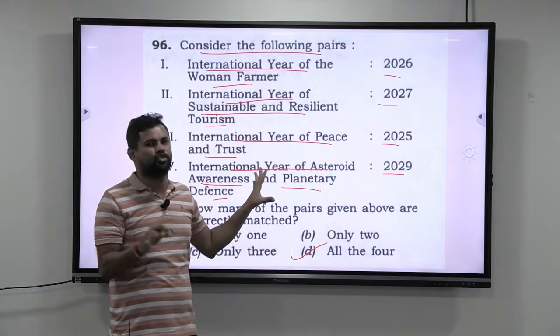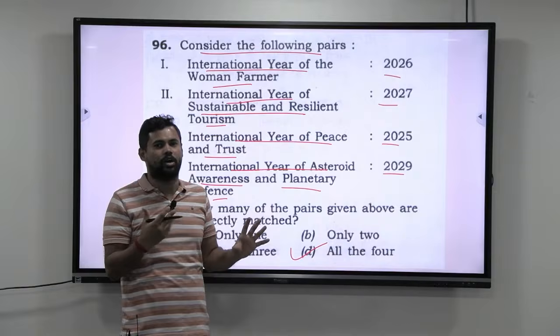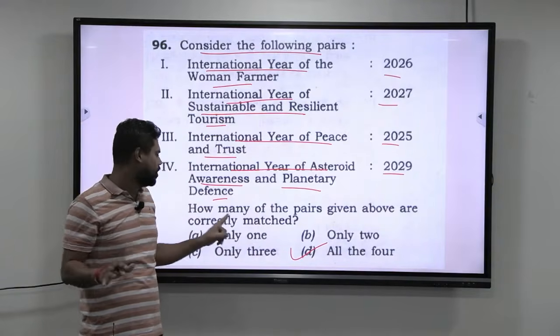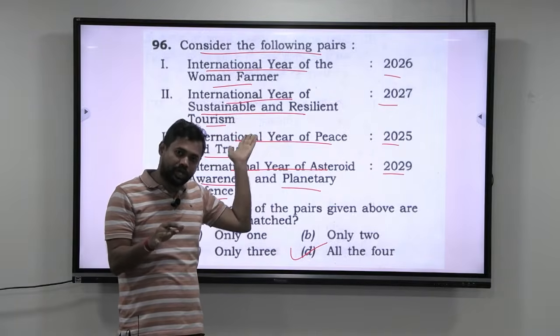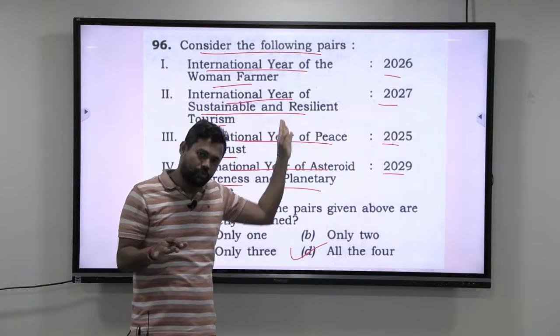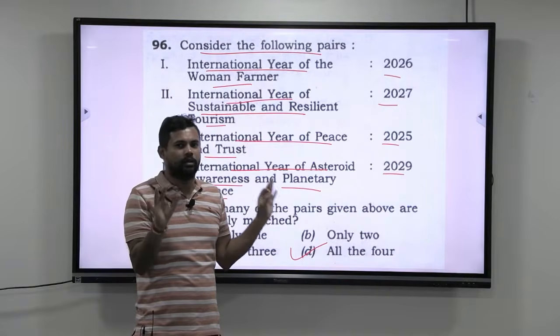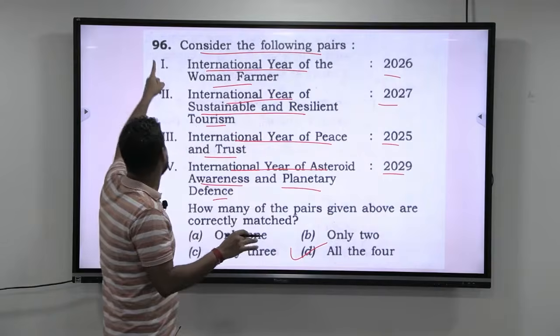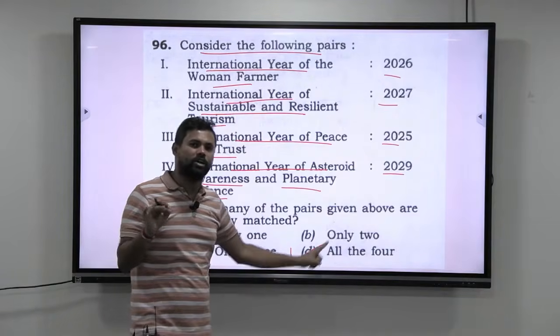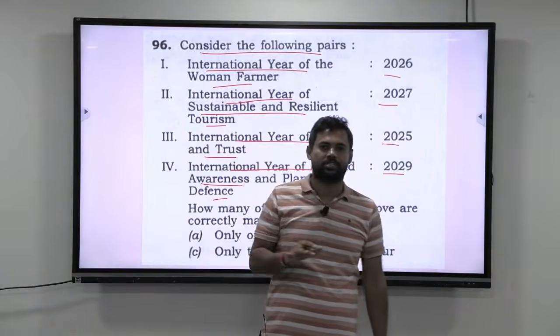However, this question is too factual for us to analyze with any logic or line of thought. The answer is very factual. How many pairs are correct? All the 4 pairs are correct. You can use this in the upcoming mains exam if you have it in your mind. That's all. Apart from that, the utility of this question is not much. So the answer for the 96th question is option D. All the 4 are correctly matched pairs.